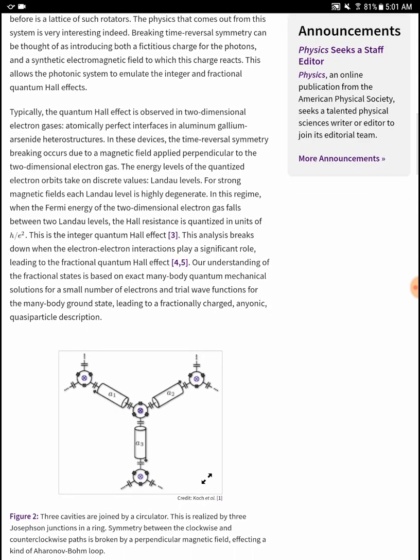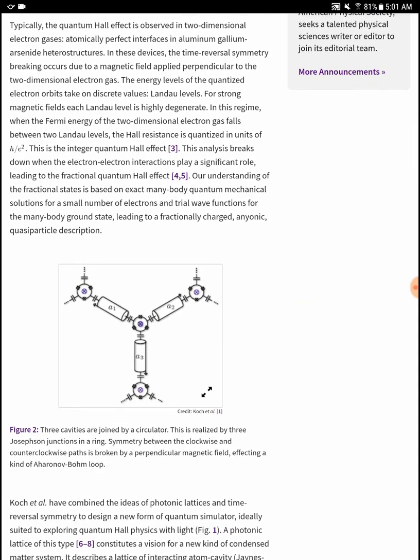Breaking time reversal symmetry can be thought of as introducing both a fictitious charge for the photons and a synthetic electromagnetic field to which this charge reacts. This allows the photonic system to emulate the integer and fractional quantum Hall effects. Typically, the quantum Hall effect is observed in two-dimensional electron gases, atomically perfect interfaces in aluminum gallium arsenide heterostructures.